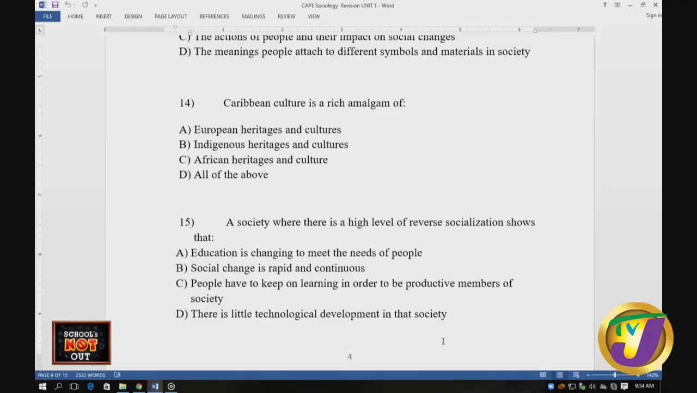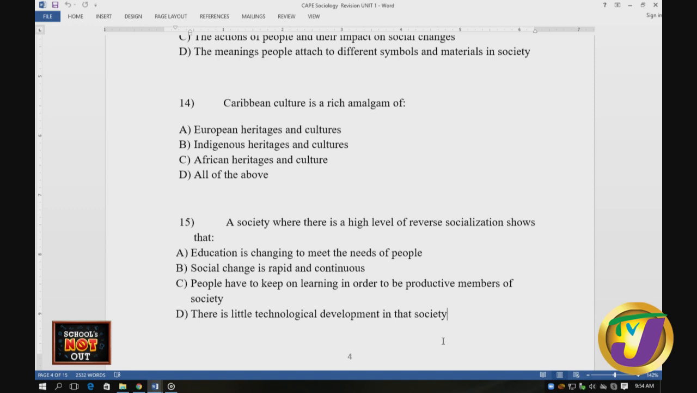So here, we are saying that Caribbean culture is an amalgam, in terms of come together, of European heritage and culture. Yes, Europeans are here and their cultures are here. Indigenous heritage and culture, yes, the Tainos, the Kalinagos were here, erroneously called Arawaks and Caribs. African heritage and culture, yes, we also have African heritage and culture. So is it all of the above? Yes, it is all of the above.